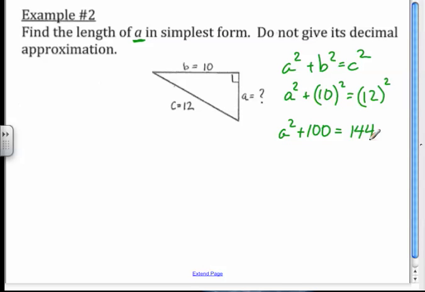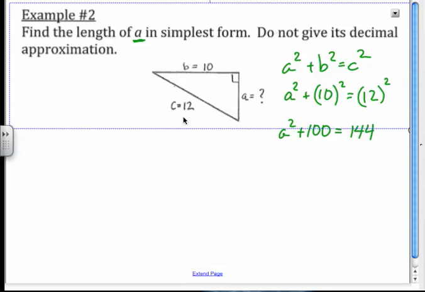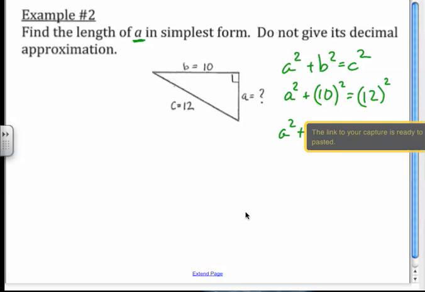So this time they gave me the hypotenuse, right? They gave me this, the 12, but they didn't give me what one of the legs was. Okay?